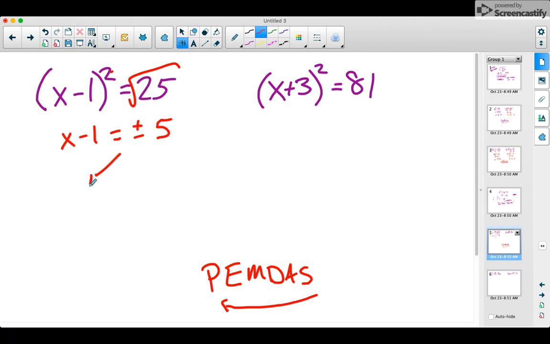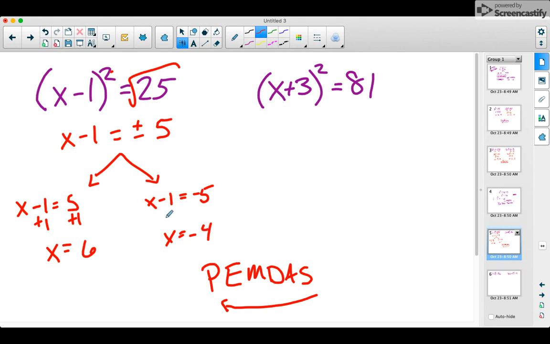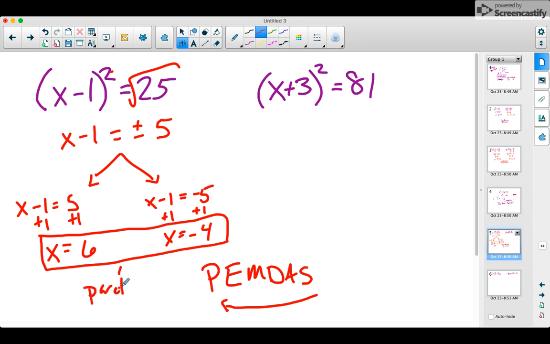But I need to split that out into two situations, because this is still an equation set up to two possible answers. So it would need to be x minus 1 could be +5, or x minus 1 could be -5. So then I can go through and solve by adding 1. So over here I end up with a 6, but over here I end up with a -4, because when I add 1 to a -5, I get a different answer. So this is a case where the numbers are not the same. You will find this most frequently when you're dealing with parentheses.